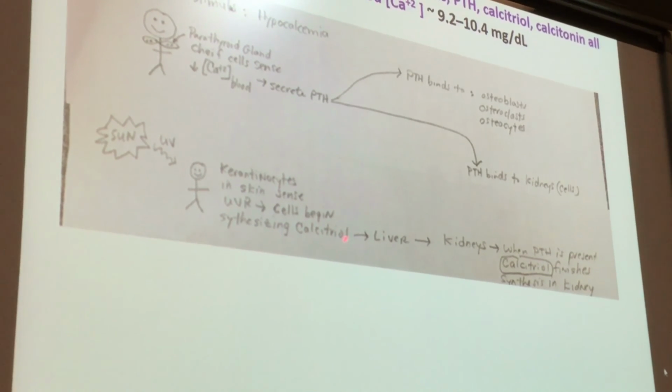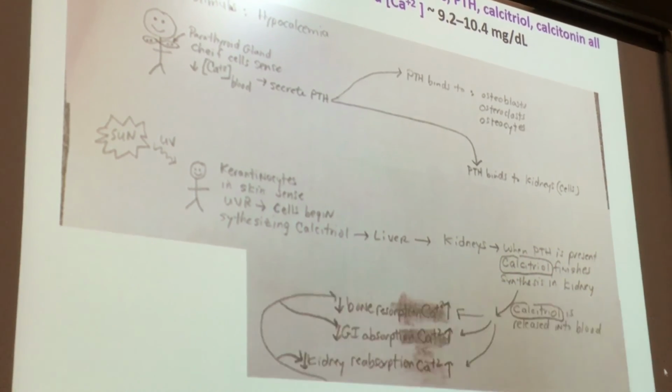Calcitriol is hard to make. You start making it in the keratinocytes, then you go to the liver, where the hepatocytes continue making calcitriol. Then you go to the kidneys, but you're not fully grown calcitriol in the kidneys until PTH is there. When PTH is present, PTH is going to finish calcitriol synthesis.